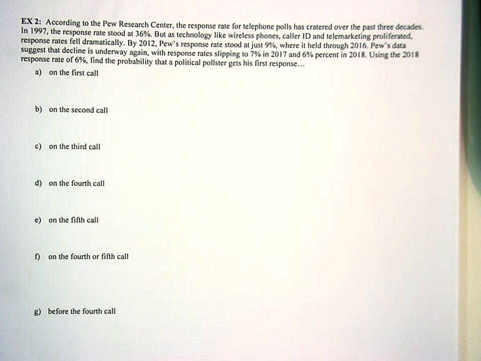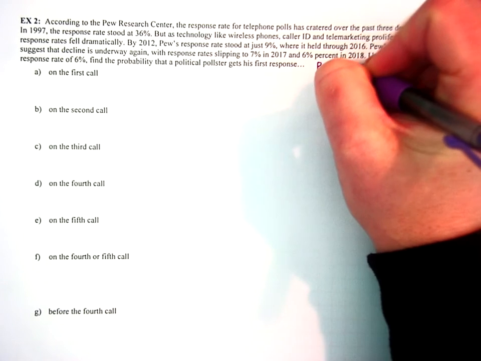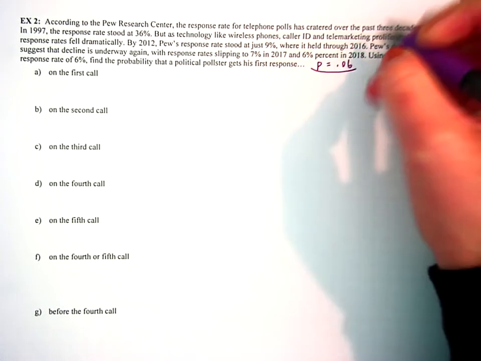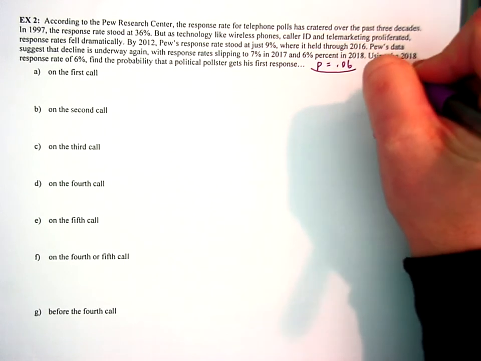Using the 2018 response rate of 6%, find the probability that a pollster gets his first response on the first call. Okay, so first I'm just going to lay out what is my probability of success. So 0.06, right? That's that response rate of 6%. So failure, the Q, would be the complement of success, so 0.94.